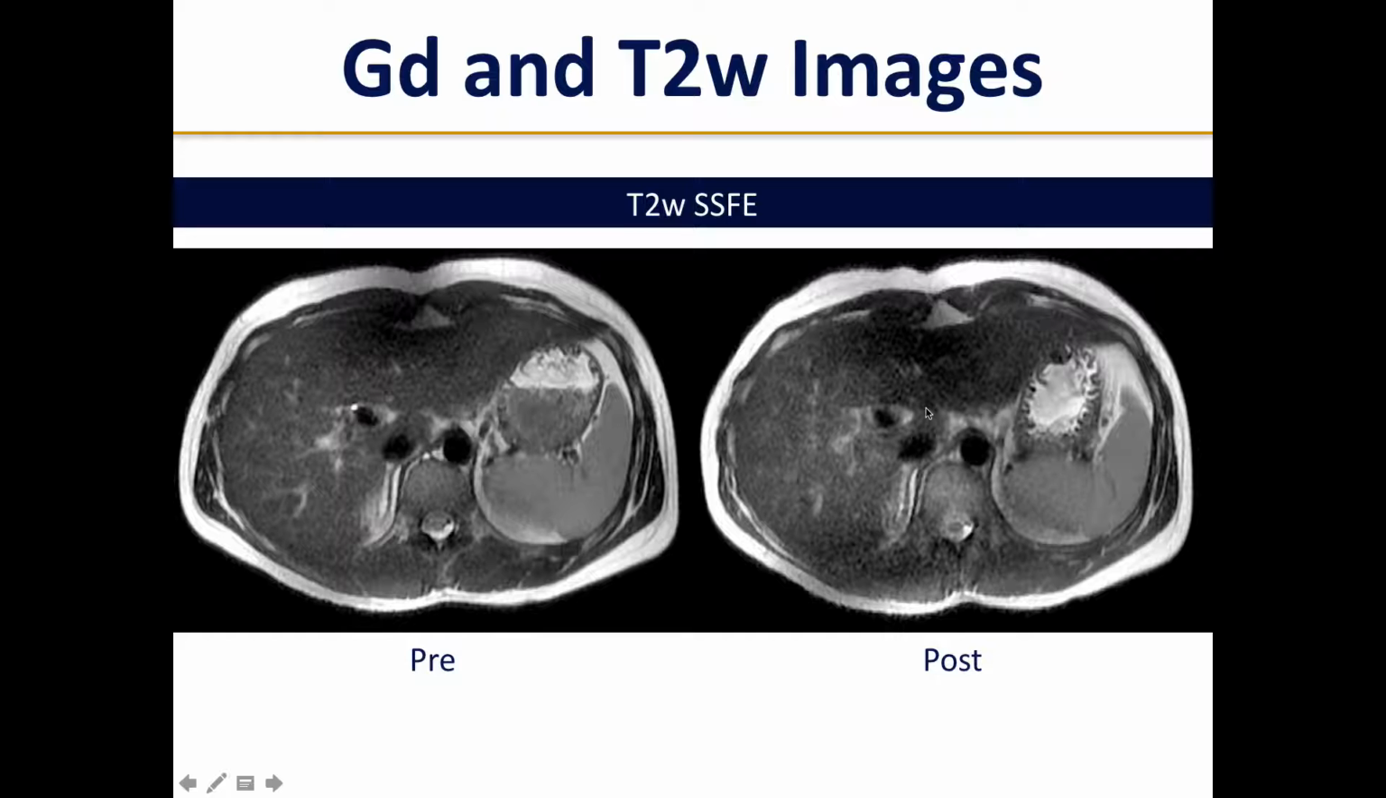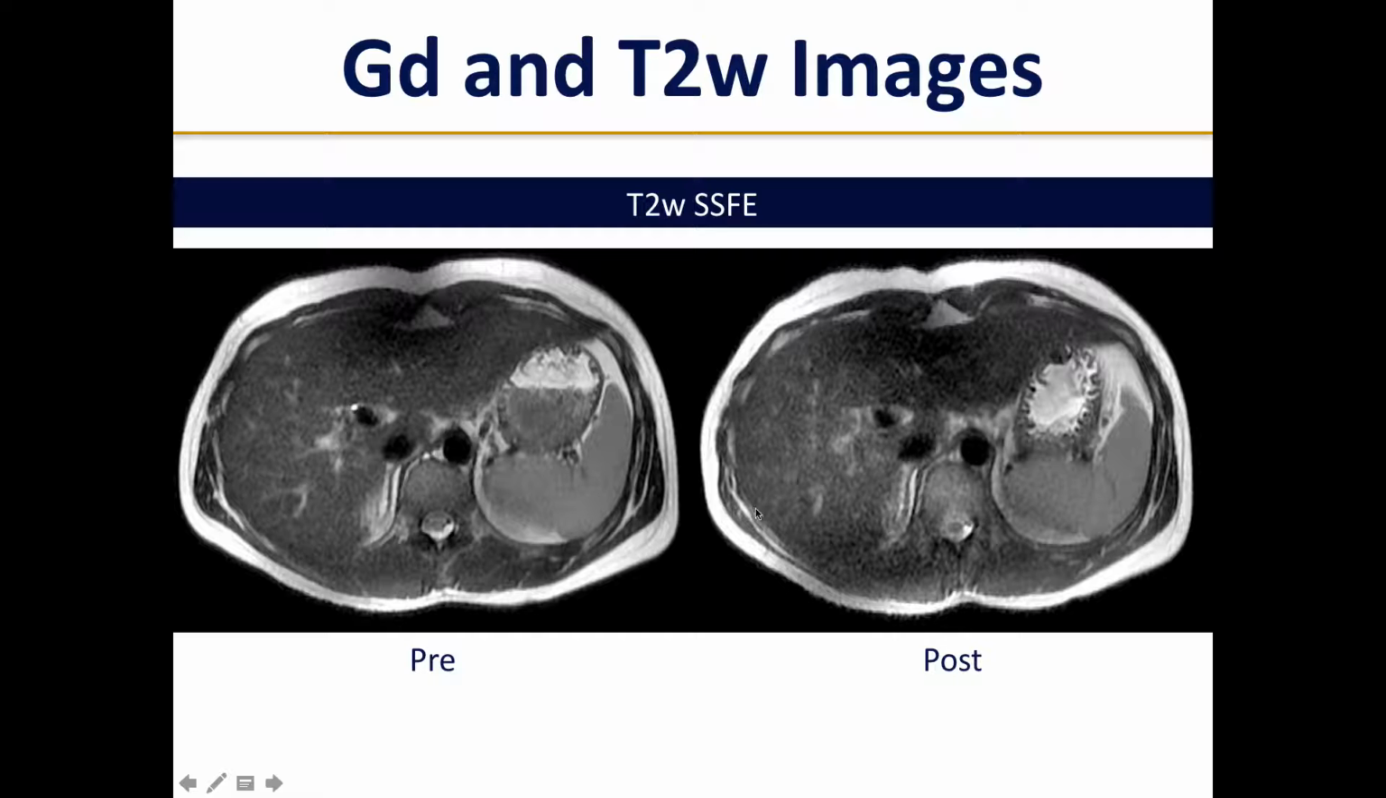Now I said that gadolinium has very little effect on T2 weighted images, and what I should have done is cover up the pre and the post, because I think all of you can probably figure out now that this one was the one post-gadolinium and this is the one pre-gadolinium. Can anyone see any differences between these two images? There's one difference between these two images. I'll also give you a clue.